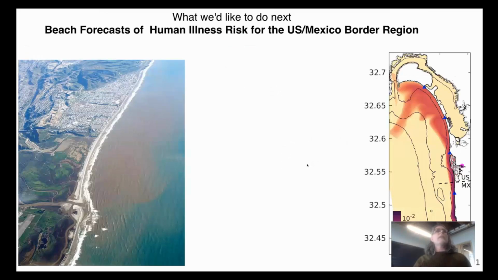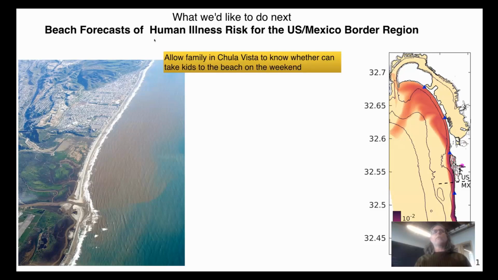There's something we'd like to do next, which is basically we ran the model in hindcast mode, and that means that we ran the past, and that's significantly easier to do than to model real time what's going on right now, or even to forecast. But what we'd like to do is turn this into a forecast model for human illness risk in the U.S.-Mexico border region.